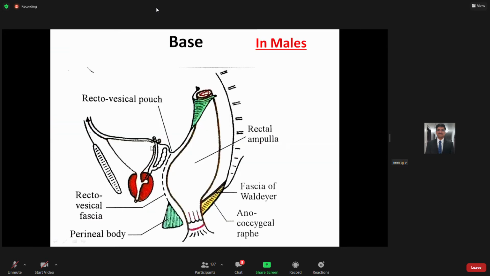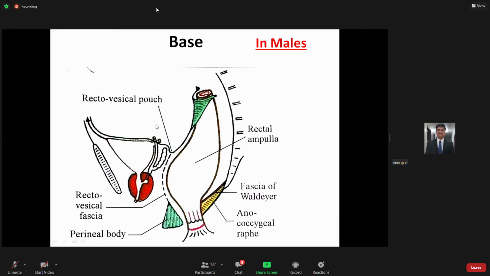Now coming on to the base. This is again a sagittal section for better understanding. What is visible here? This is the pubic symphysis. As I mentioned, this is the neck of the bladder, which lies at the level of the lower border of the pubic symphysis, and the apex is attached to the median umbilical ligament, which connects it with the umbilicus. Here you have the openings of the ureters on both sides. So in a sagittal section, you can very well appreciate this tetrahedral organ.